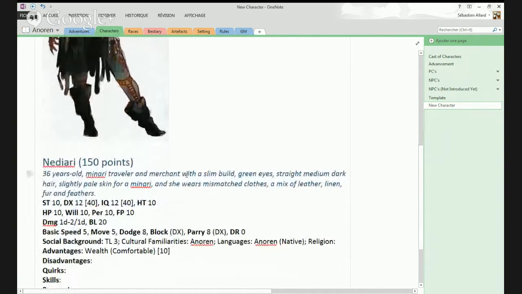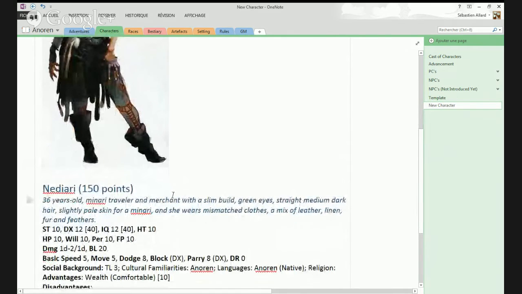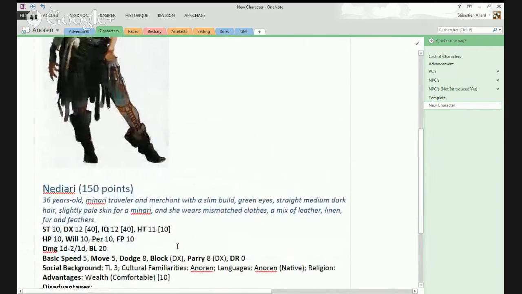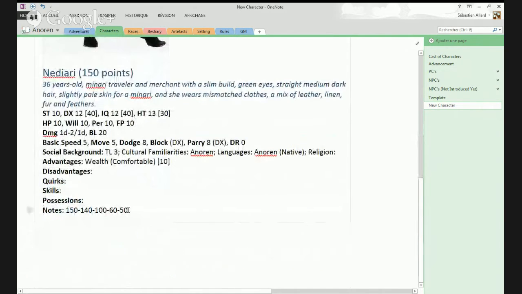So strength average, dexterity a little bit higher than normal, IQ, intelligence 12. She's kind of bright. And health, HT. I don't want her to fall sick too much, so I'm gonna give her 11. Strength and HT in GURPS are 10 points per point, so it's kind of cheap. Maybe I could, yeah, I'm gonna give her a 13. Yes, she's really healthy.